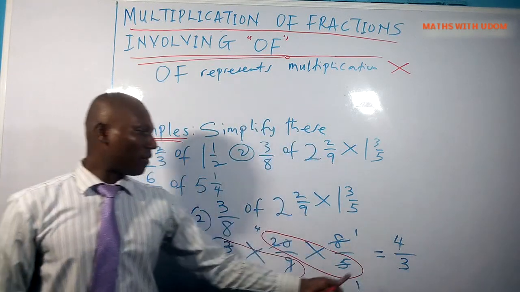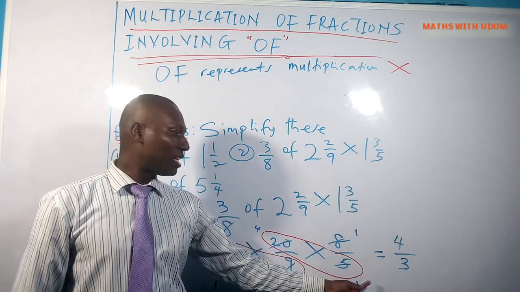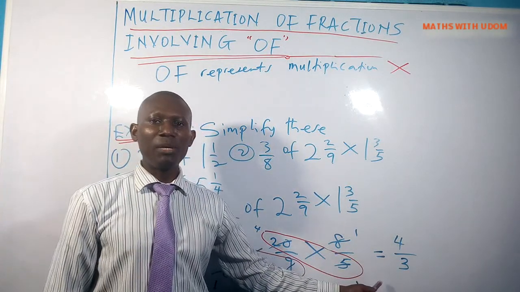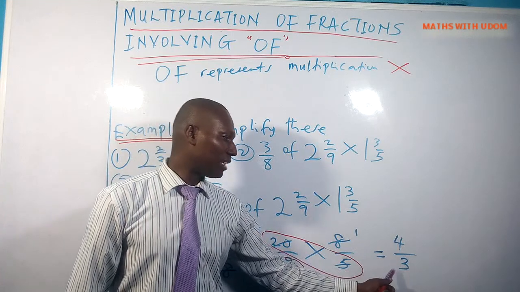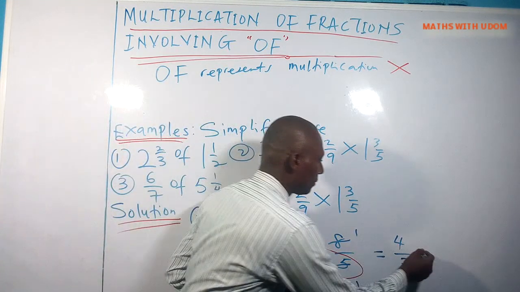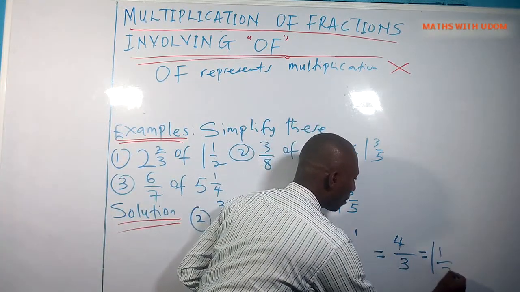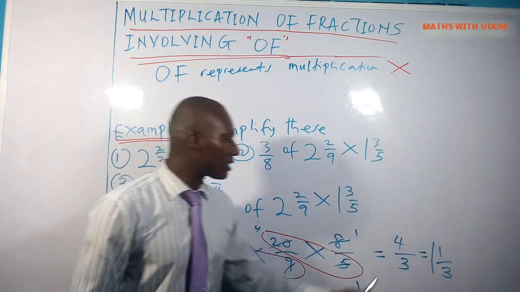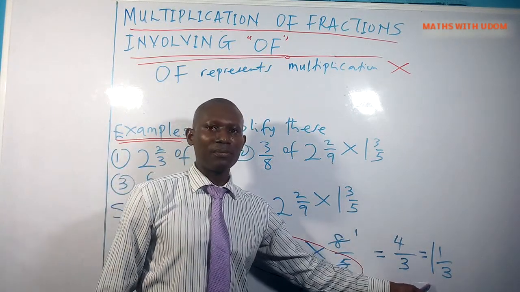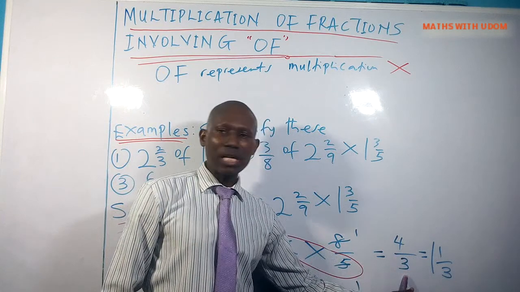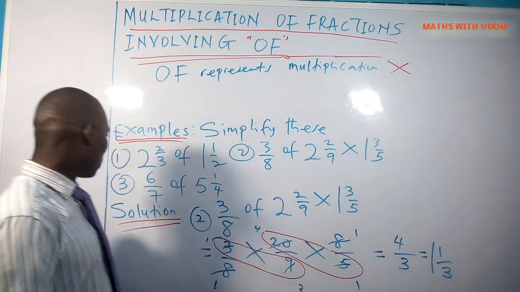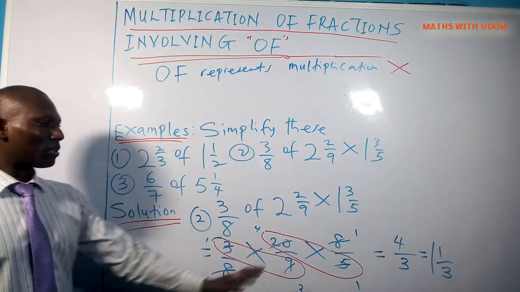Okay, so we cannot leave our answer this way. We change this improper fraction to a mixed fraction. So how many times can 3 go in 4? 1 whole number, 1 over what? Over 3. That is, 3 can go in 4 one time. It will remain 1 divided by what? Our denominator. Okay, so that is the solution for number 2.